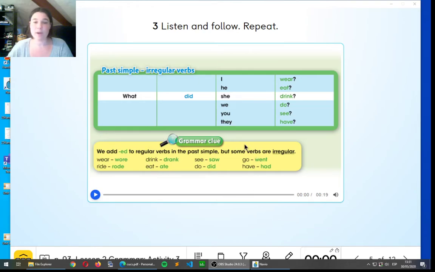Now, this is important. Look at the grammar clue, the little yellow square. It tells us that normally we add ed to regular verbs in the past simple, but some verbs are irregular. So we have wear, for example, and the past of wear is wore. Drink, the past of drink is drank. See, the past of see is saw. Go, the past of go is went. Ride, the past of ride is rode. Eat, the past of eat is ate. Do, the past of do is did. And have, the past of have is had.